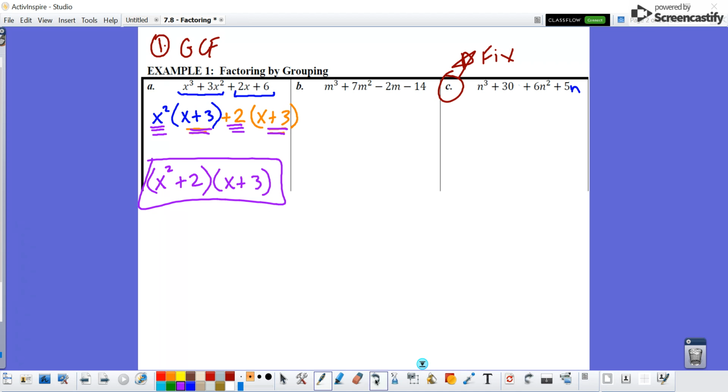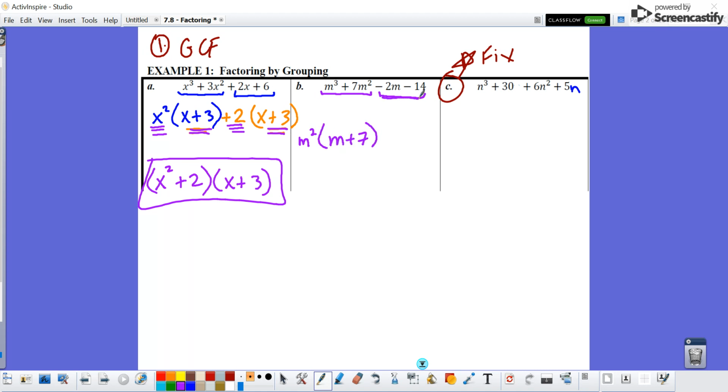Now, as I look at the second one, same situation. Sometimes, though, you do need to rearrange. But in this case, as I look at this group and this group, it looks like they both have a GCF, so I probably can get a match. The first GCF under the first grouping is going to be m squared. I'm going to take it out, and I'm left with m plus 7.